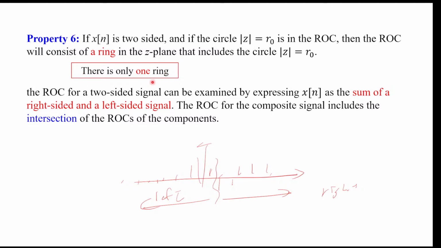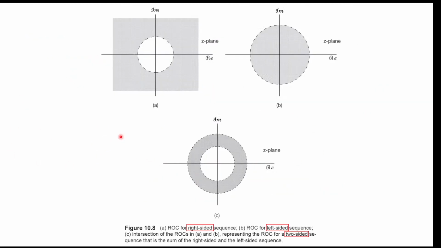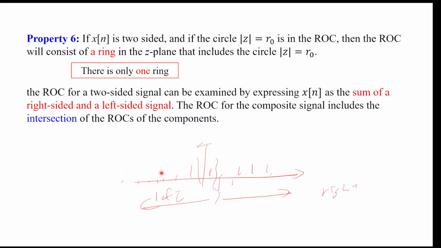Just like in Laplace transform, the important thing here is there will be only one ring. And the proof is pretty simple. It just says that your two-sided signal, you can pick an arbitrary point to break it into a left-sided signal and a right-sided signal.